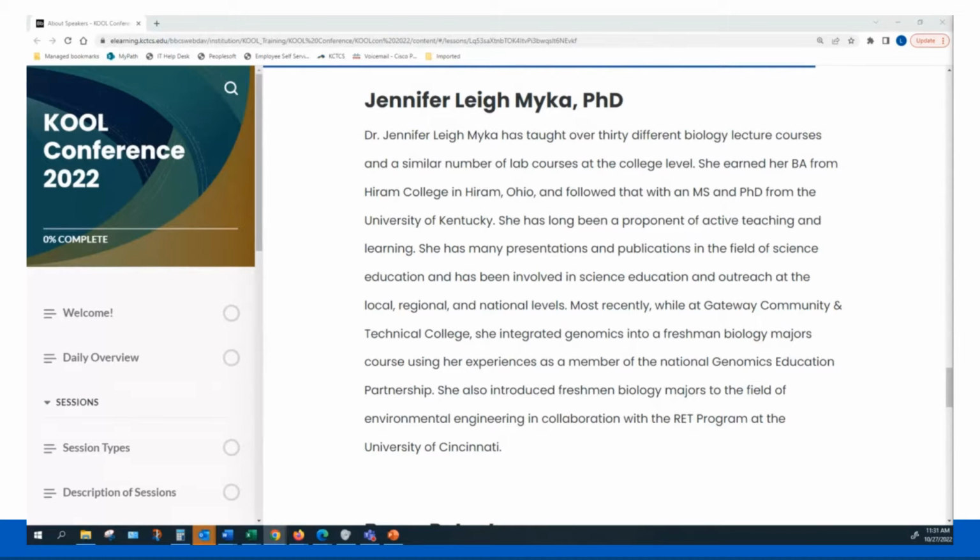This is the session on integrated scenarios, embedding relevance throughout your course. And so we have Jennifer Myka. She has taught over 30 different biology courses and a similar number of lab courses at the college level.